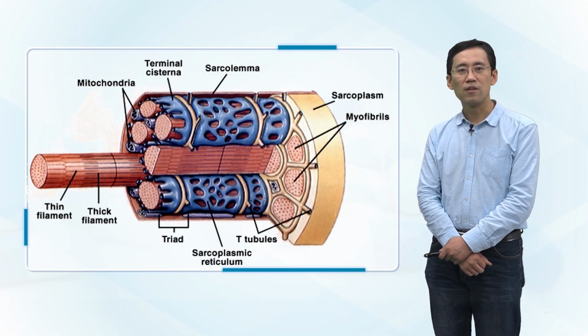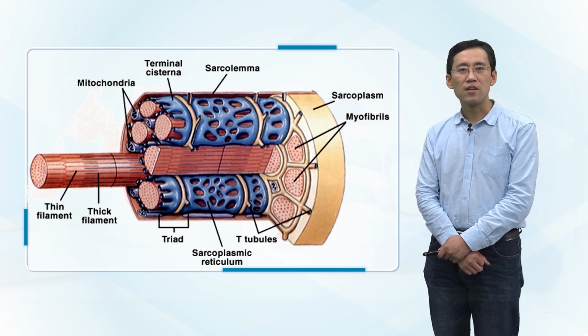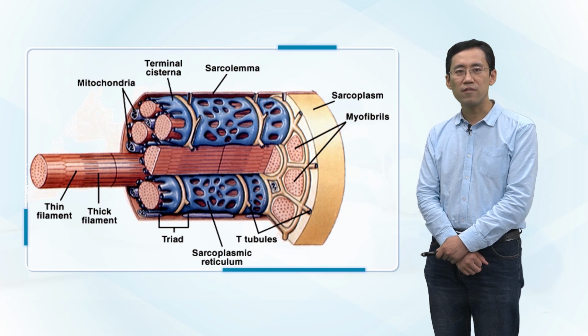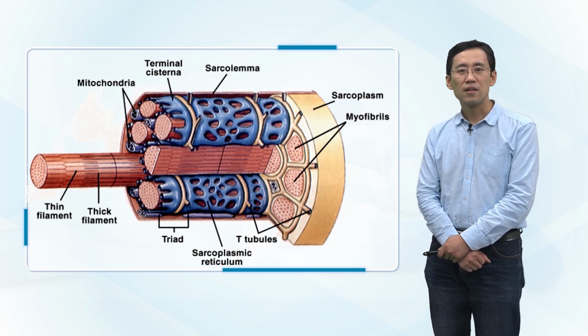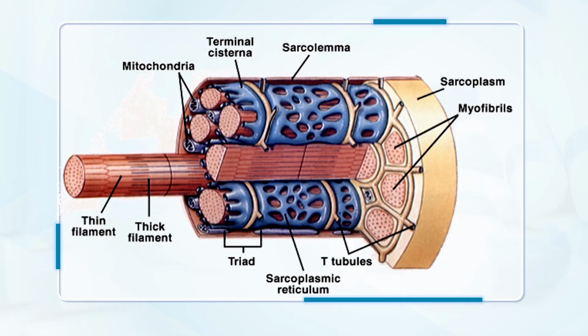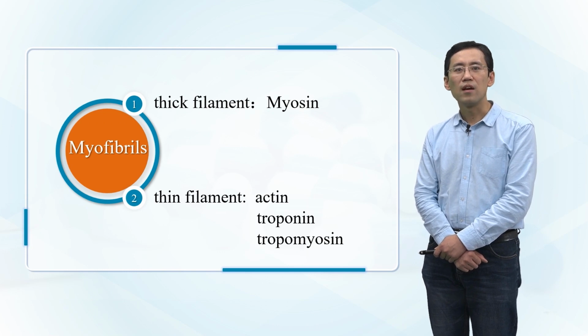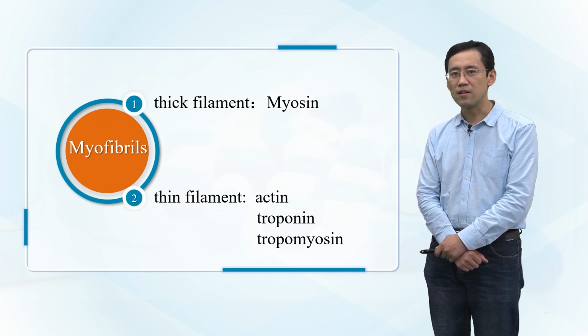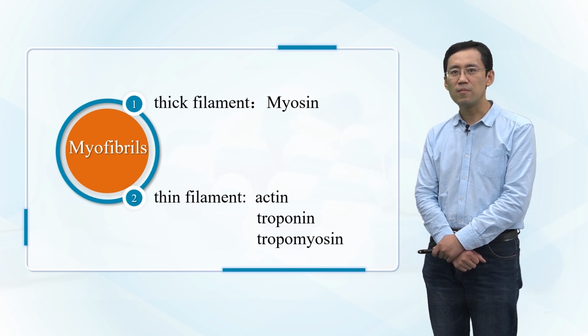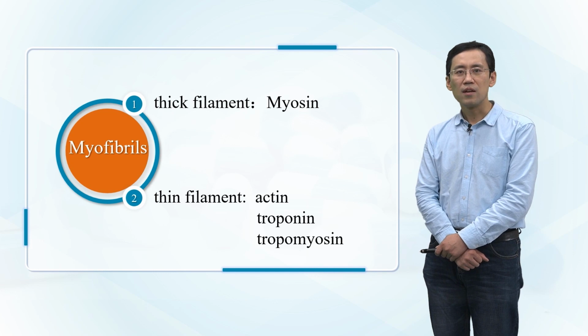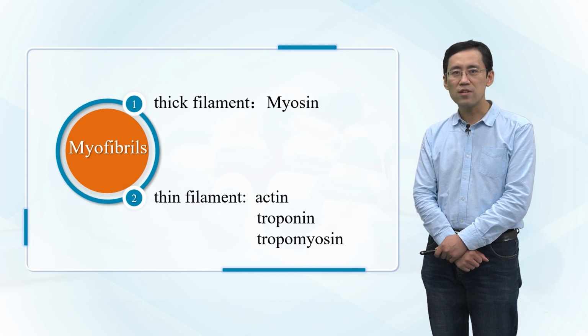As we talked before, the myofibrils include thin filament and thick filament, and there are triad and sarcoplasmic reticulum and sarcolemma and sarcoplasm. The myofibrils include thick filament and thin filament. For the thick filament, there's myosin, and for the thin filament, the structure includes actin, troponin, and tropomyosin.